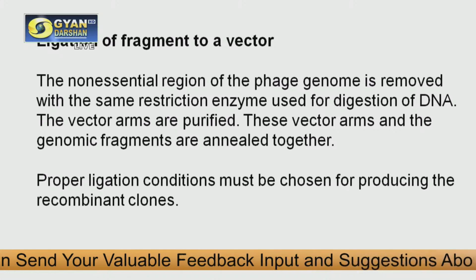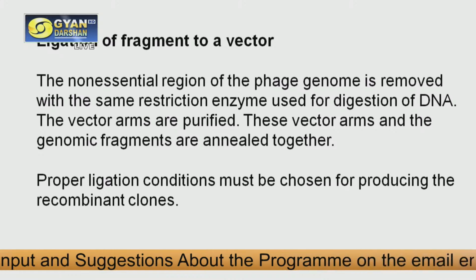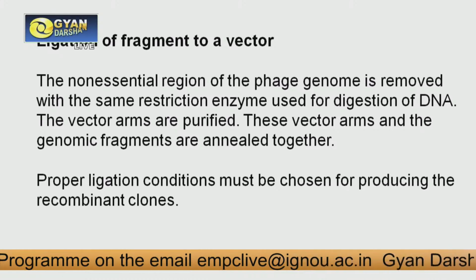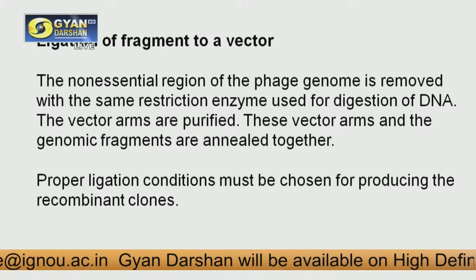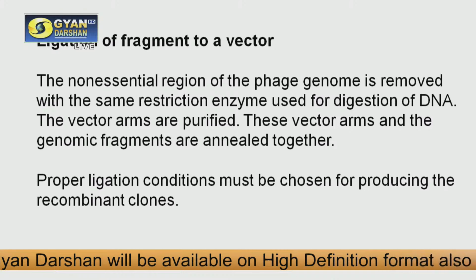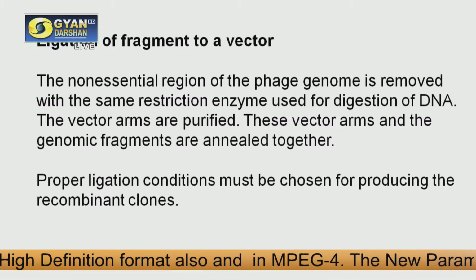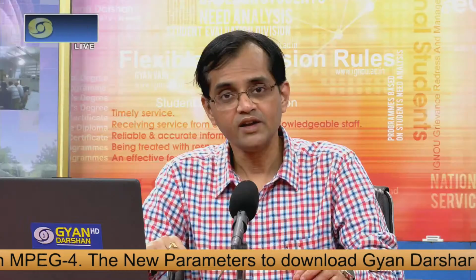If you are choosing lambda phage as vector, the non-essential region of the phage genome is removed with the same restriction enzyme used for digestion of DNA. The vector arms are purified. These vector arms and the genomic fragments are annealed together. So you use the same restriction enzyme to remove the unwanted sequences from the phage genome. Then you choose the ligase enzyme and go for the ligation of the heterogeneous fragments into the bacteriophage vector.